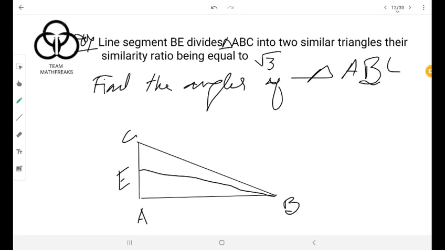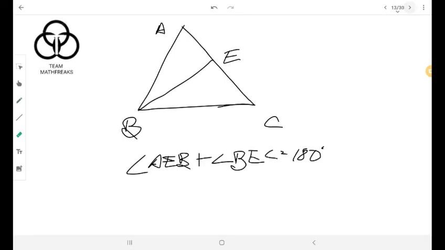Let me change my diagram for a clear perception. Let's focus on this diagram. This would be easy for us. Since this is 180 degrees, there is no doubt, I guess. And these angles need to be equal. Why? If this is not equal, suppose this is X, this is Y.